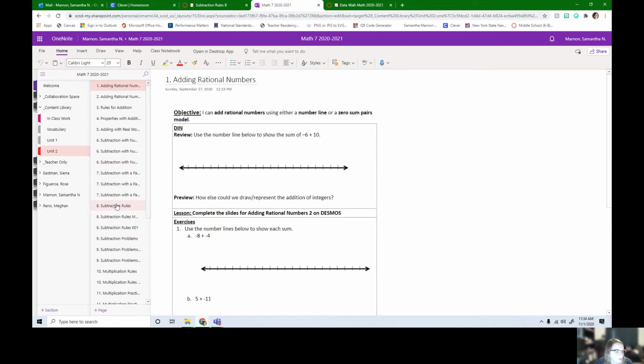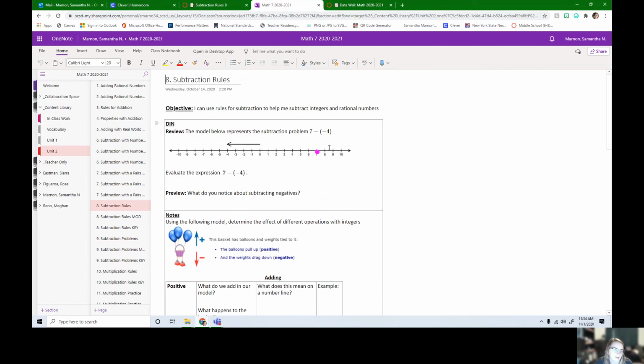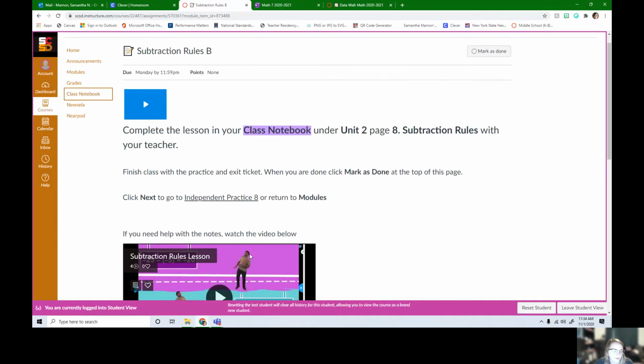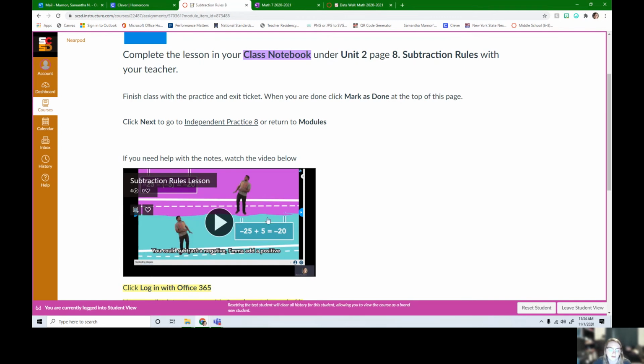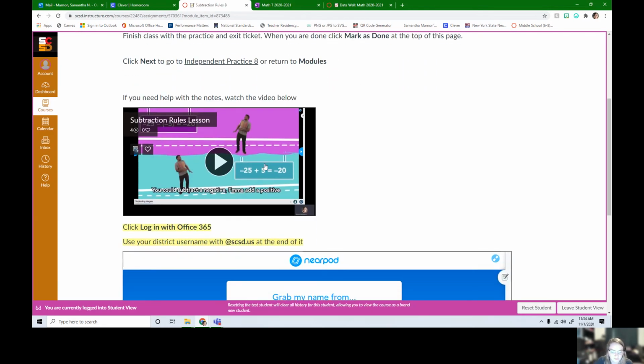So they're going to be on Unit 2, page 8. So this is what the page looks like that they will be working on. In Canvas, there is a video for them to watch that goes through the entire lesson. So there's no reason to not get this done. I do everything that's on this notebook page on here. They can play it and pause it as they go and as they need to.